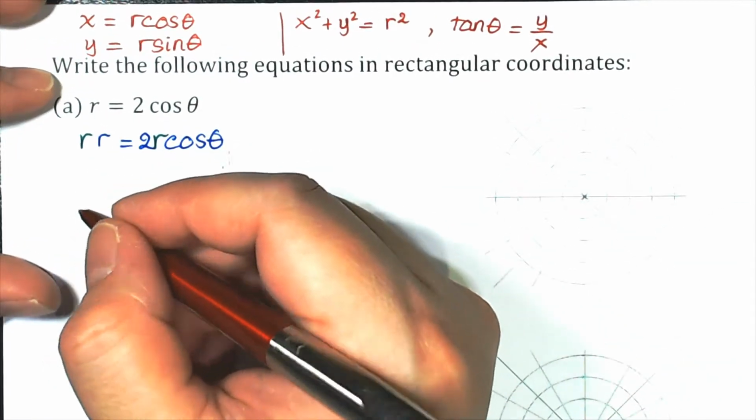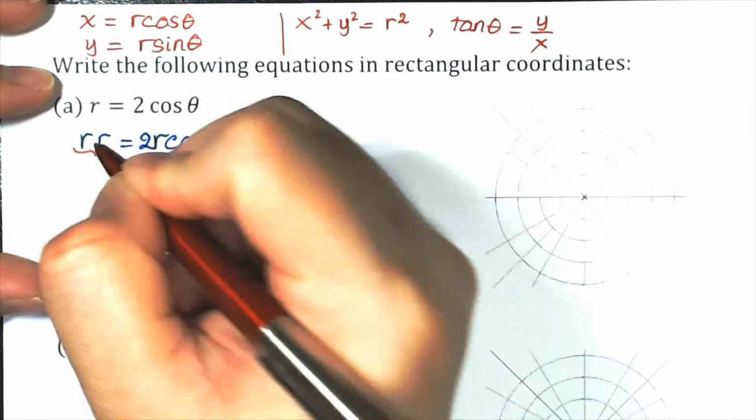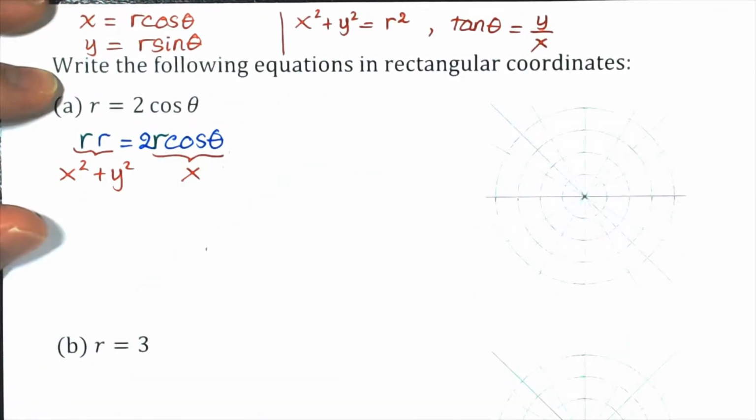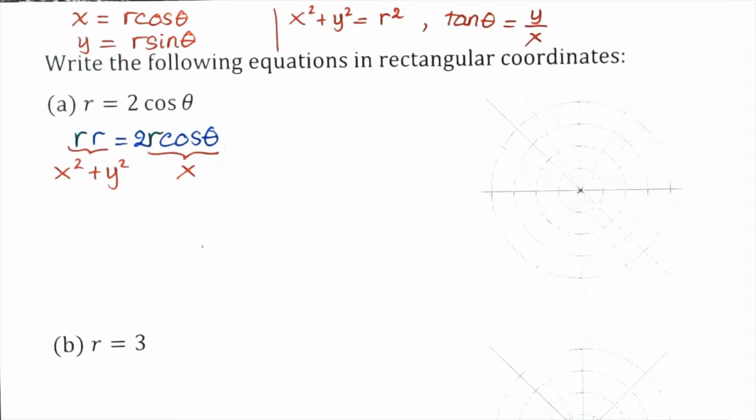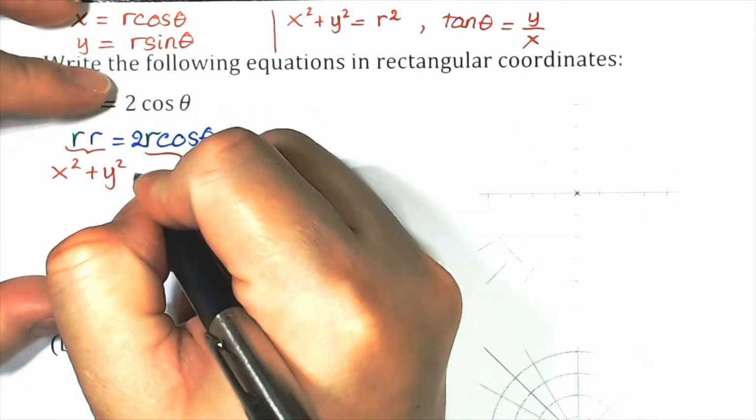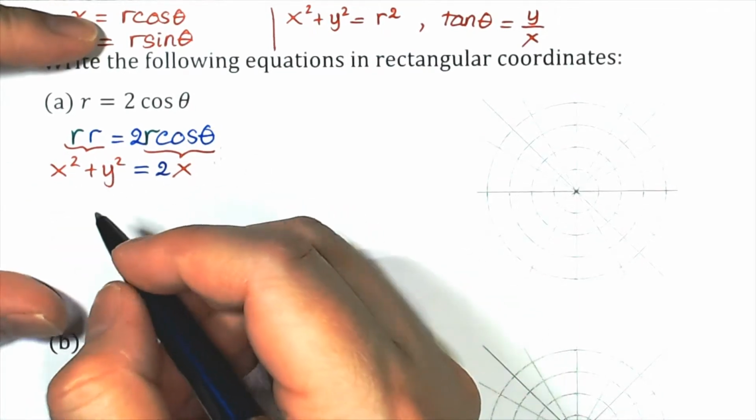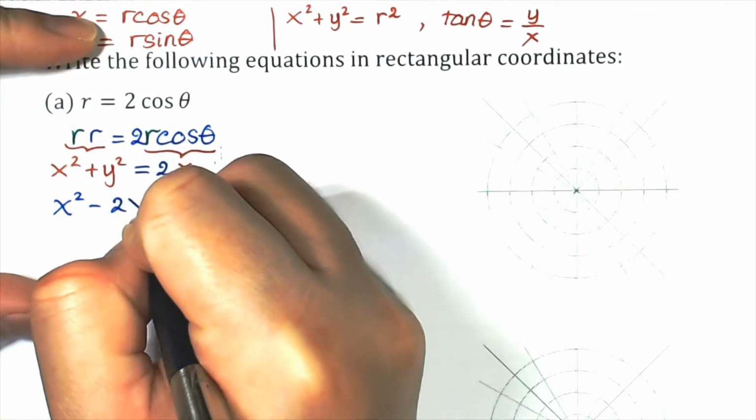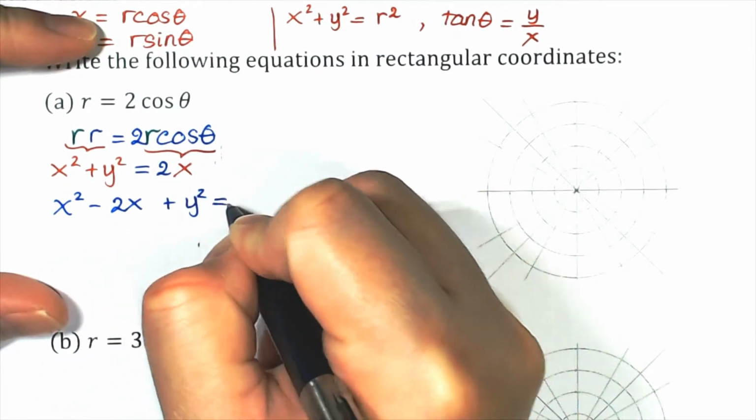and the r cosine theta here, that's going to be equal to x, and r squared here is going to be x squared plus y squared. And so we just have x squared plus y squared equal to 2x. Now move everything on one side. I will write x squared minus 2x plus y squared equal to 0.